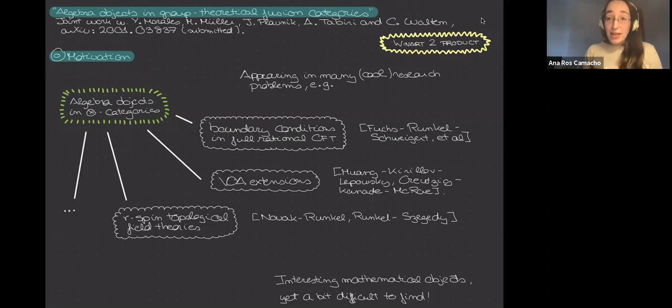As the title suggests, the main characters of today's talk are going to be algebra objects in tensor categories, or categories with a tensor product. So these guys appear in many, to me, cool research problems. Let's say the first time I encountered them, it was in the study of boundary conditions in full rational CFT, in this series of papers by Fuchs, Runkel, and Schweigert, and also collaborators.